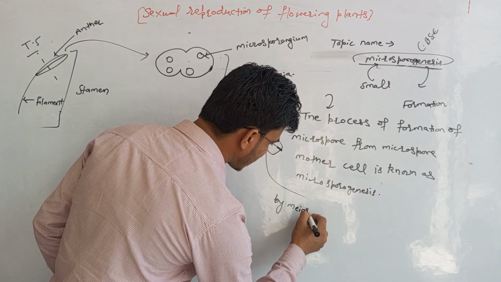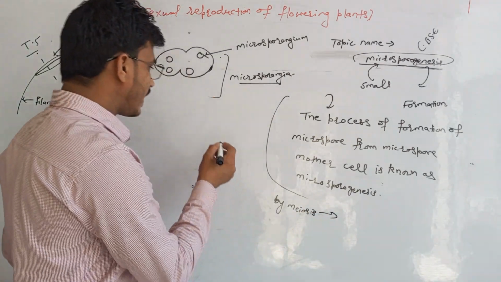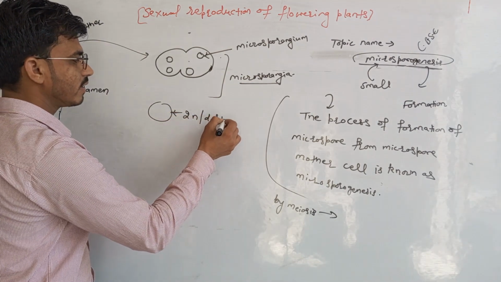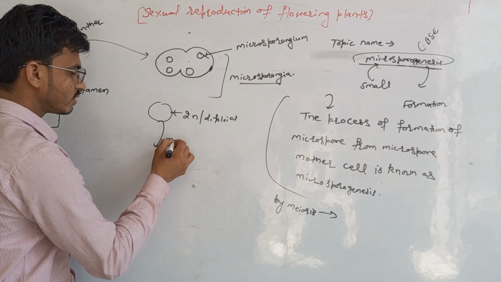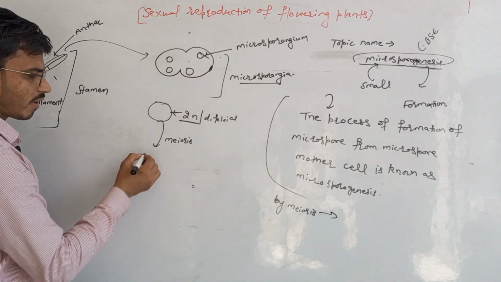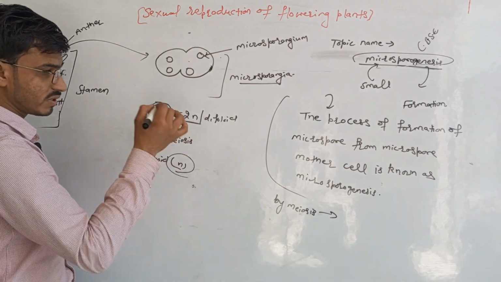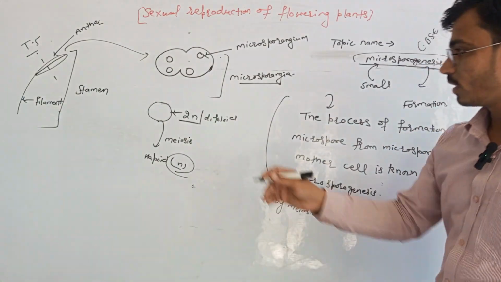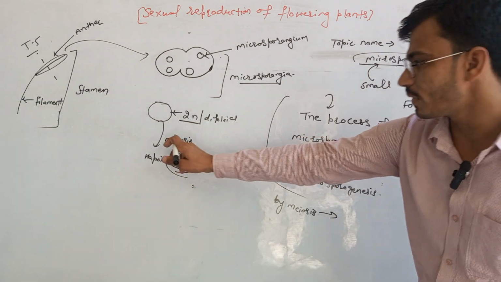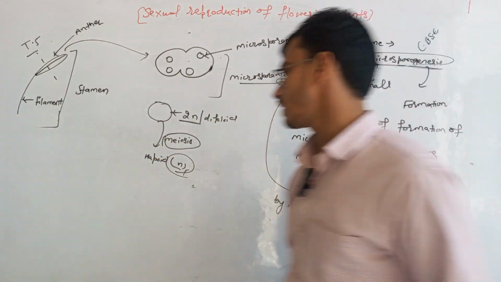meiosis. Meiosis is a type of cell division in which the chromosome number is reduced. If a cell is diploid, or 2n, after meiosis the diploid cell becomes haploid, that is, it has n number of chromosomes. If the parent cell is 2n, after meiosis it is converted into a haploid cell.